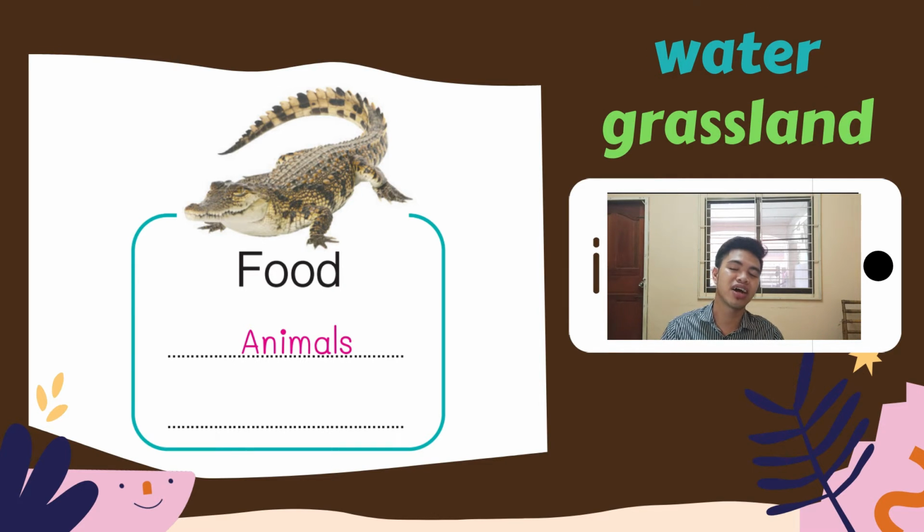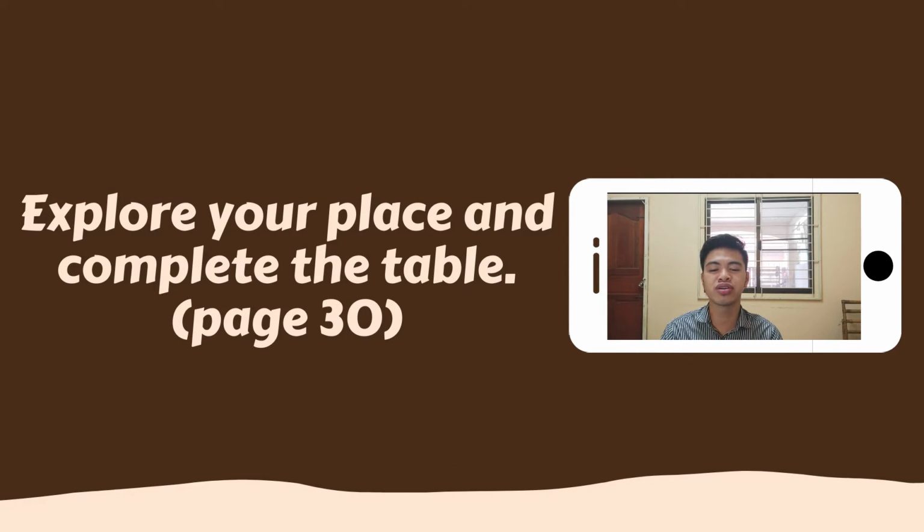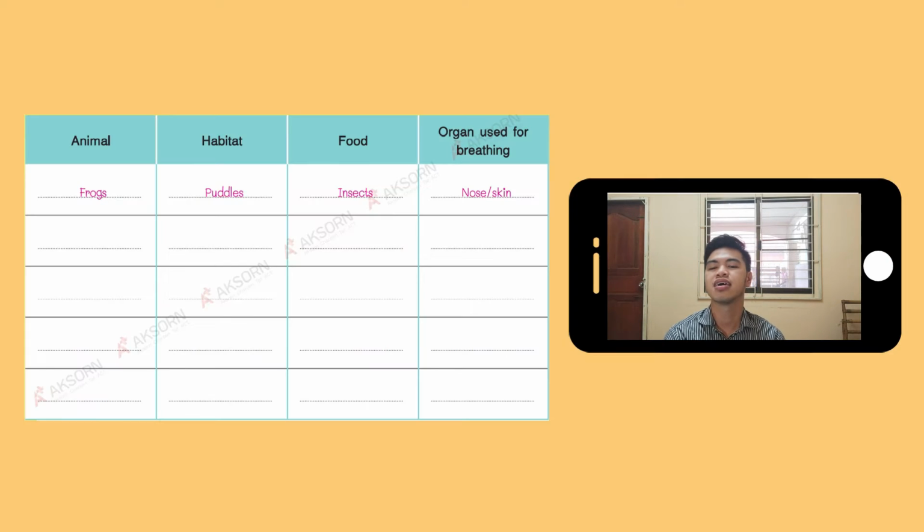Now we're going to have another activity, so please open your book to page 30. Here we are going to explore our places. You're going to explore your place and complete the table. I'm going to show you a table and this is it. The first column contains the animal. The second column contains the habitat. Next is food, and then organ used for breathing.